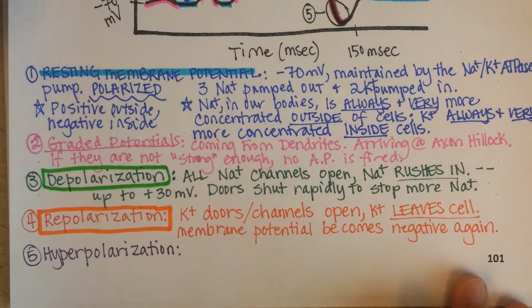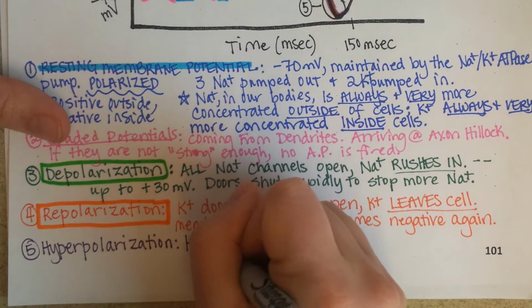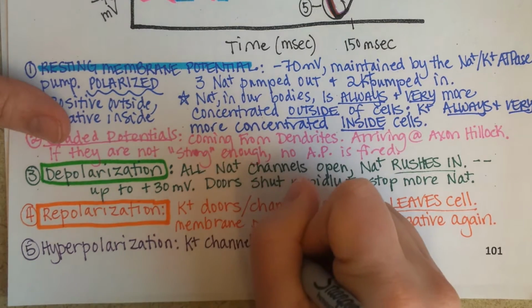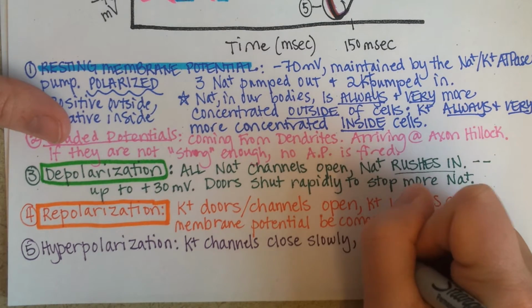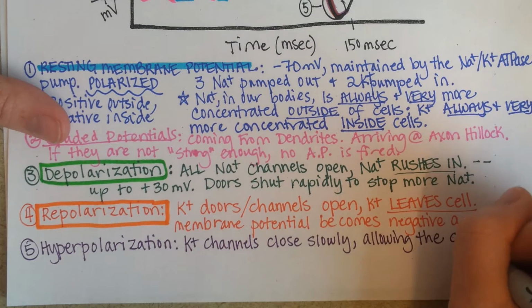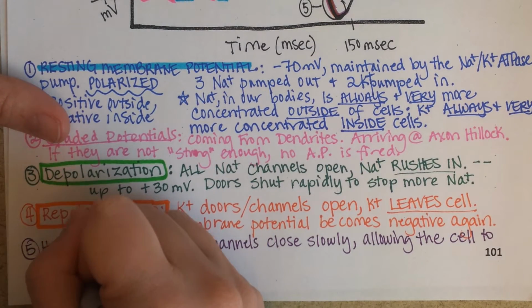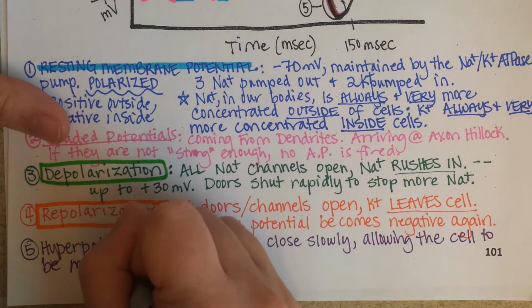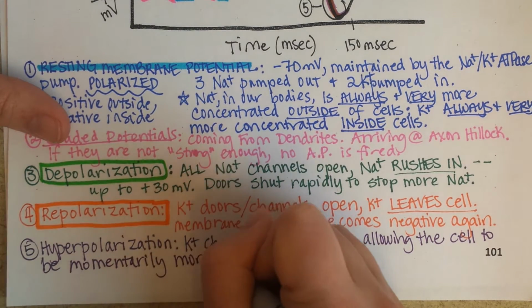And the reason that happens is because potassium channels close slowly, allowing the cell to be momentarily more negative than at rest.